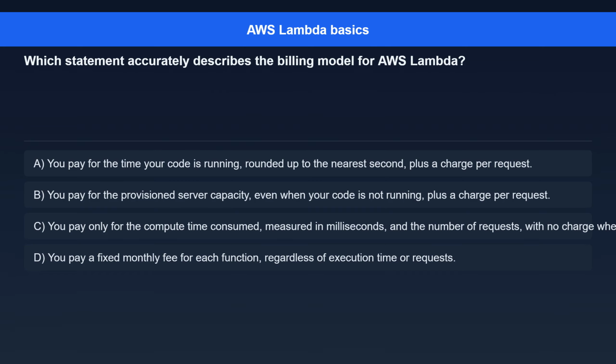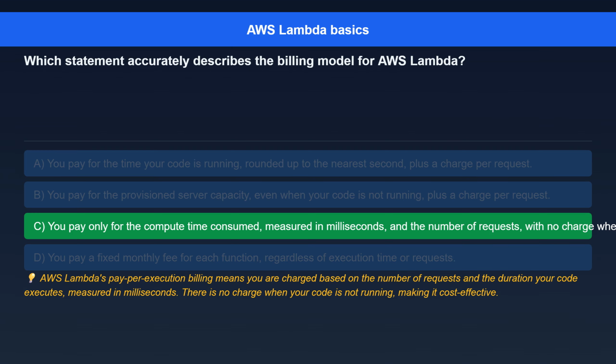Question 4. Which statement accurately describes the billing model for AWS Lambda? Option A, you pay for the time your code is running, rounded up to the nearest second, plus a charge per request. Option B, you pay for the provisioned server capacity, even when your code is not running, plus a charge per request. Option C, you pay only for the compute time consumed, measured in milliseconds, and the number of requests, with no charge when code is idle. Option D, you pay a fixed monthly fee for each function, regardless of execution time or requests.